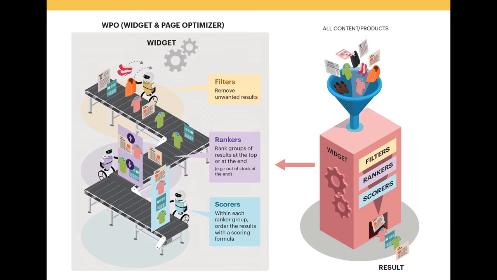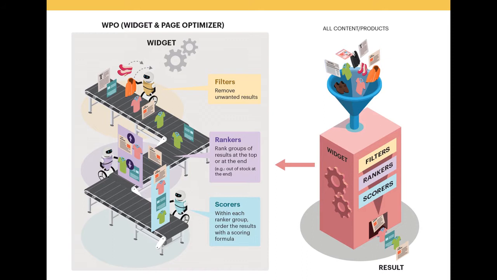And finally, we have scorers. The scorers do the much more detailed work of ordering the products. Within certain filters and a certain ranker group, the scorers will look at all of the products that are passing these first two steps and will create a scoring formula to define which one should appear first, which one second, which one third, according to several conditions that you can define. Each of these scorers will play a role in this scoring formula, and at the end, the product with the highest score will be displayed first.